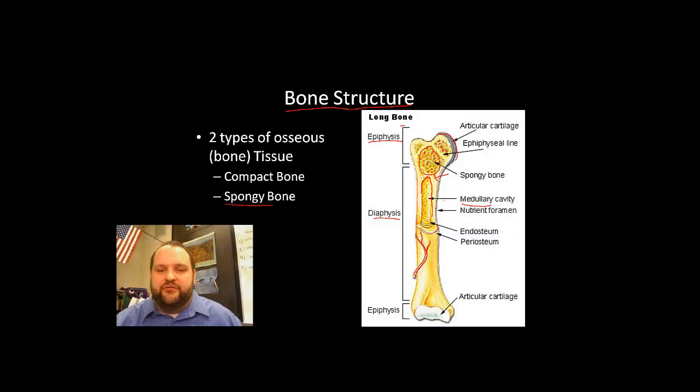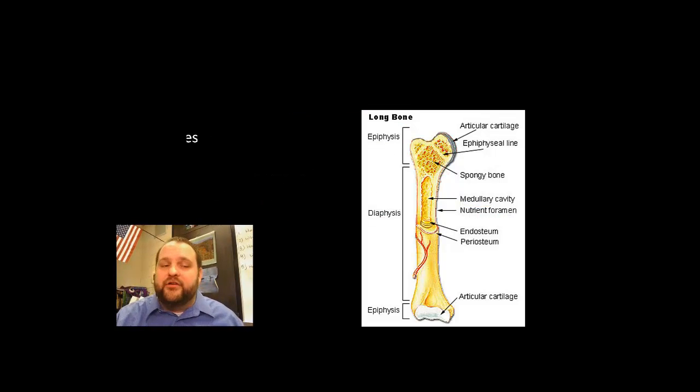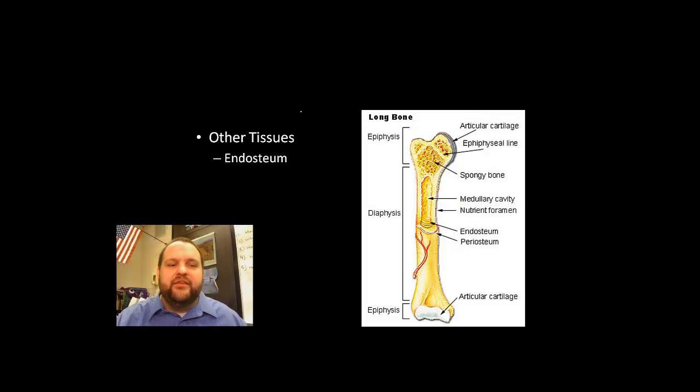Okay, we also have some holes in the bone. These are called foramen. Anytime we see a hole in a bone, we call it a foramen, and it's usually to supply nutrients to the bone. We also have a couple of other layers that we run into, a couple of other tissues. And these are called the endosteum and the periosteum.